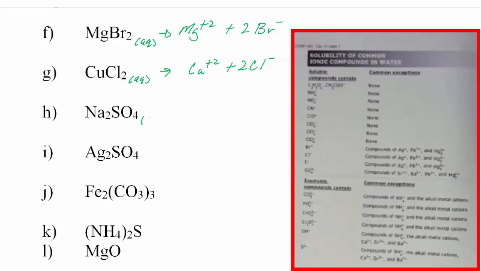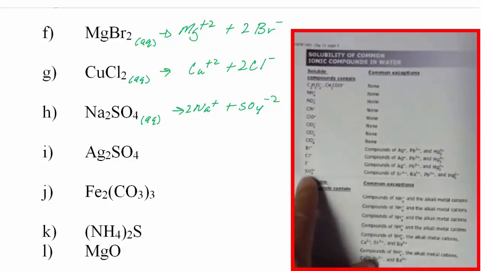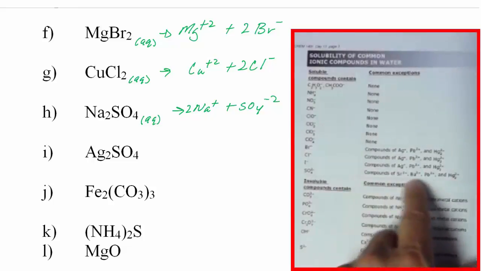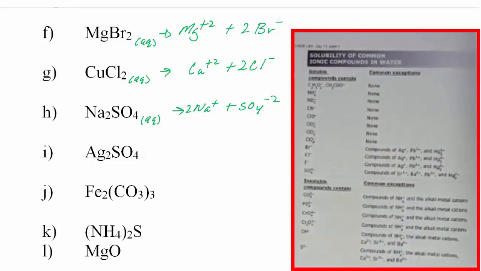Sodium sulfate. Remember, all those alkali metals are always soluble. So I'm not even going to look at the rules. 2 sodium ions and a sulfate anion. Silver sulfate. Sulfate is always soluble. Silver is not an exception. Aqueous. We'll have silver ions, 2 of them, right? See, there's 2 of them, and 1 sulfate anion.